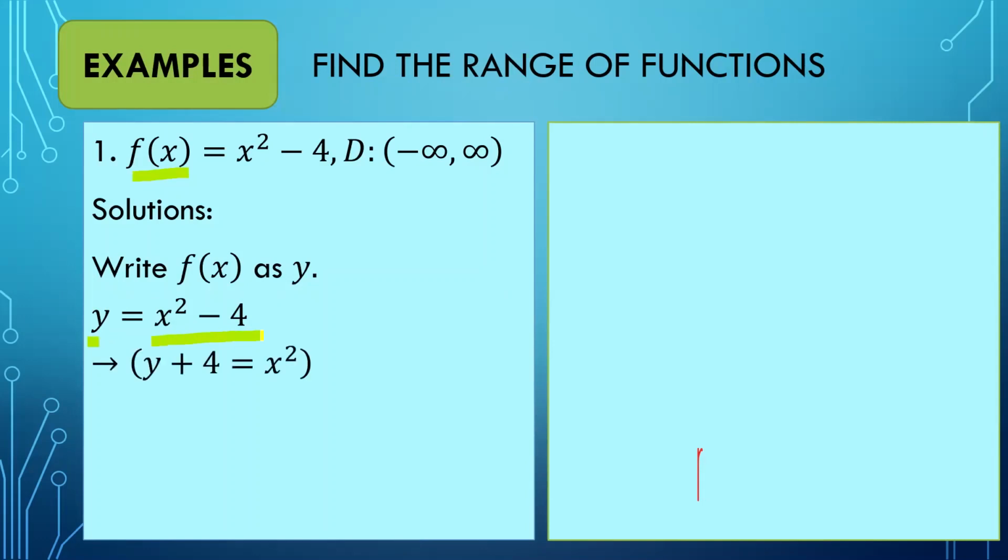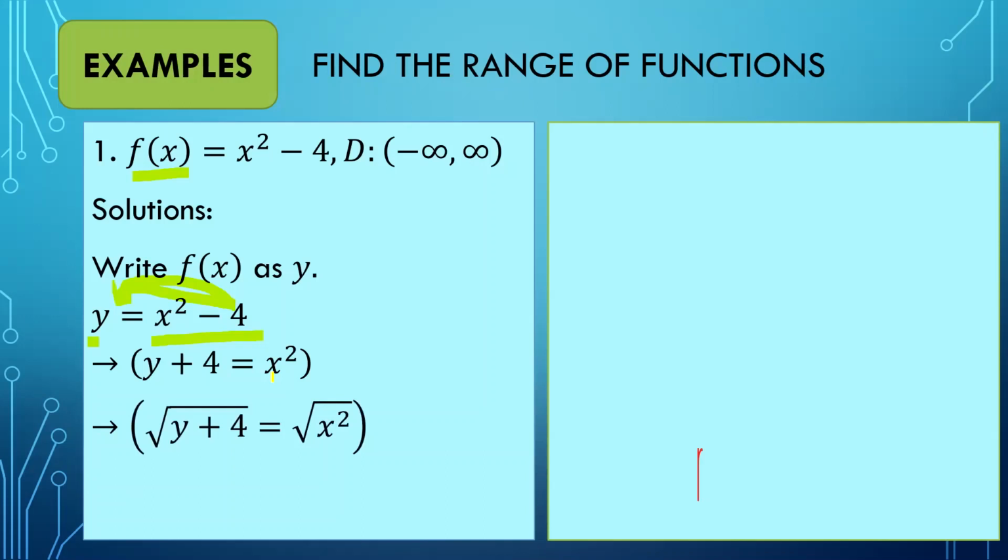This will imply that y is equal to x squared minus 4. By transposition, isolate x squared. So transposition, or the additive inverse: from negative 4, we will have positive 4. So that is y plus 4 is equal to x squared.